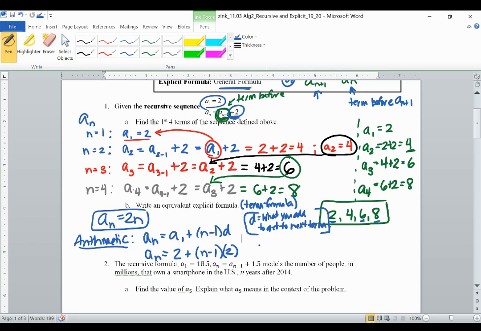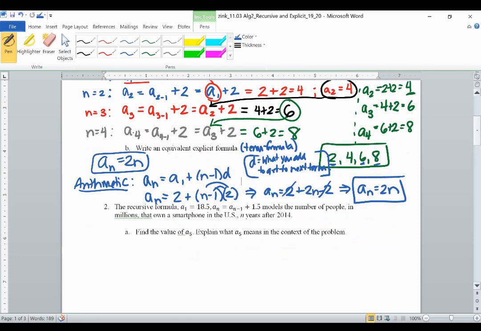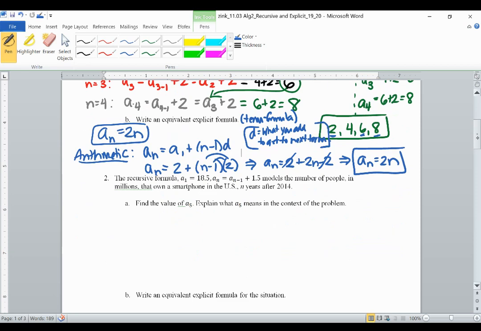And now we can simplify that a little bit. So we have a sub n equals 2 plus, and I'm going to distribute this 2 in. So I have 2n minus 2. Combine my like terms here. These 2's cancel out. And I'm left with a sub n equals 2n, which is the same thing I figured out before. So just a little bit more concrete using those term formulas. If it is adding, use the arithmetic term formula to find the explicit. And if it's geometric, if you're multiplying, use the geometric formula to find the explicit formula.